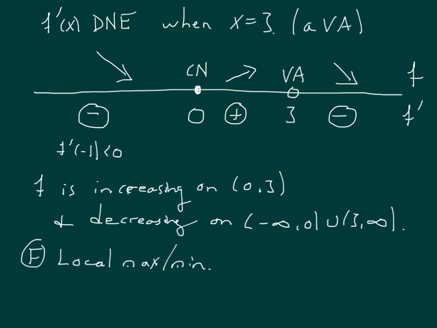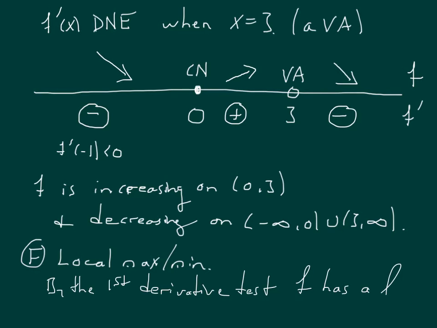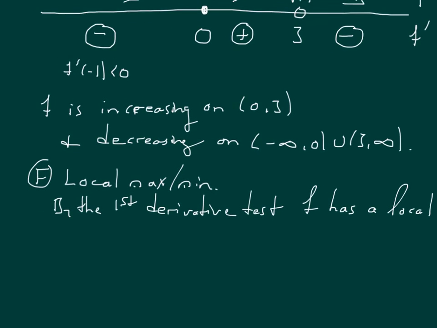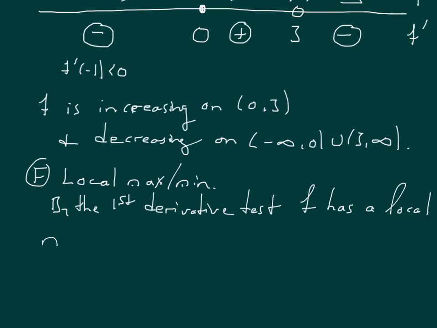So by the first derivative test, we can say that f has a local min at x equal to 0, and in fact we already calculated and we noted that f at 0 is minus 3.